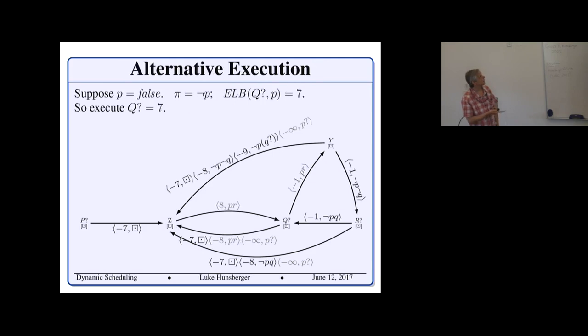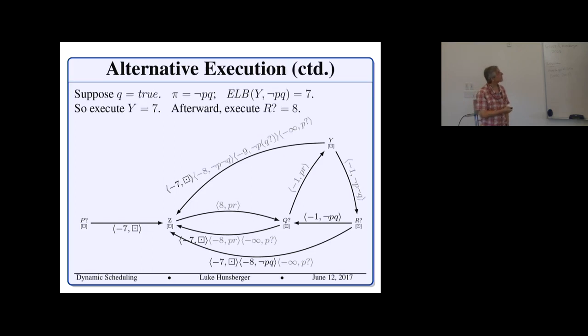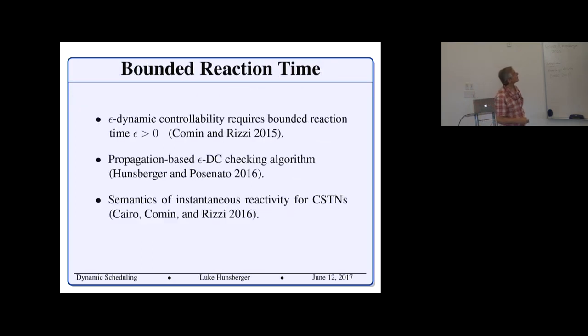However, you can do an alternative execution. Suppose P came out to be false. Then those constraints on the top of Y there, the ones with not P, are still present. So now Y's ELB is 9, and Q's ELB is 7. So you get different results depending on whether P came out to be true or false. So you get different executions, and you can look at those.